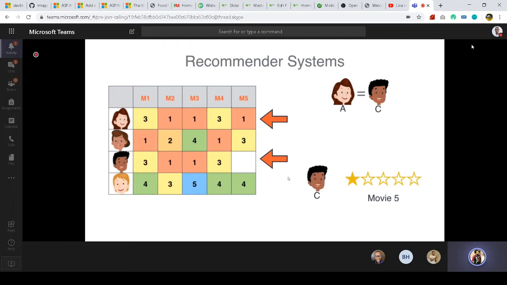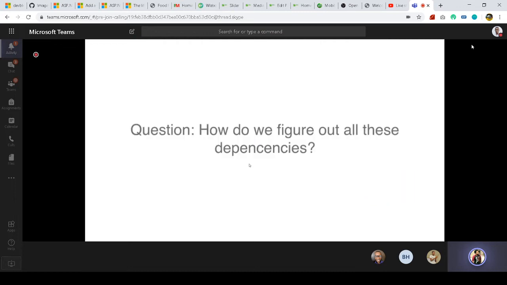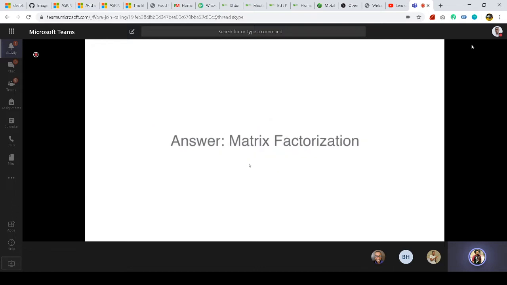The other way to think of the dependency on ratings would be the average. Carlos has given a rating of 1 to movie 2 and a 1 to movie 3. Therefore, he will give an average of those ratings on movie 5, so that will be 1 as well. So there are a lot of ways we can guess ratings. The next slide is, how do we figure out all these dependencies? The answer is matrix factorization.